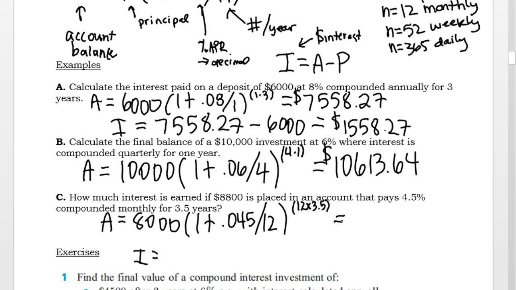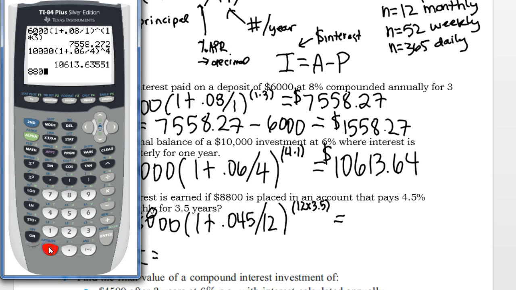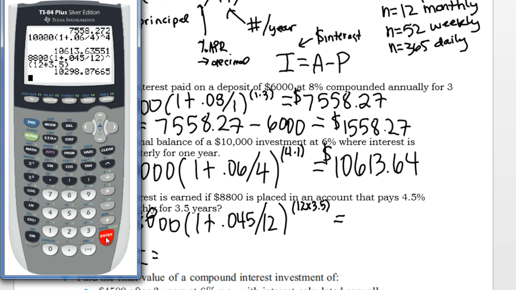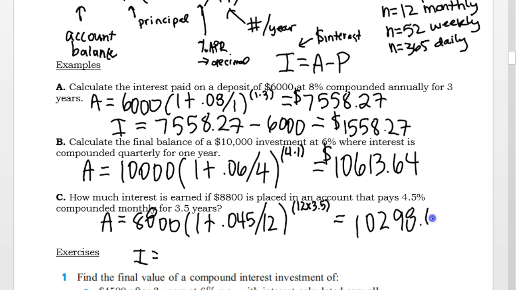I think it says 800. And that looks like $10,298.08. So that's what the account is worth after 3.5 years.